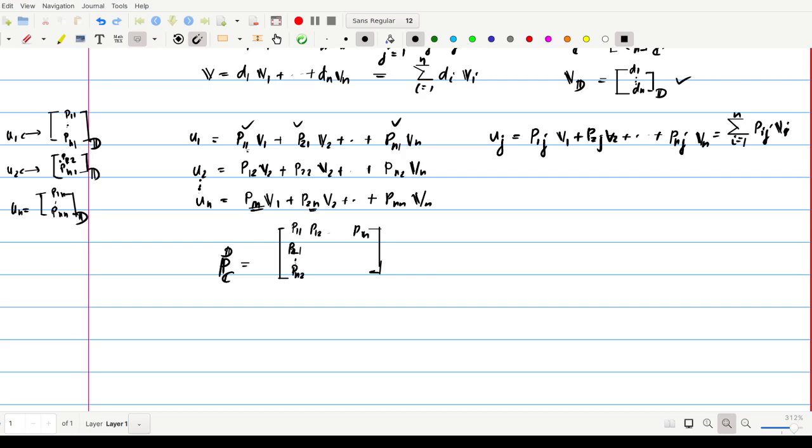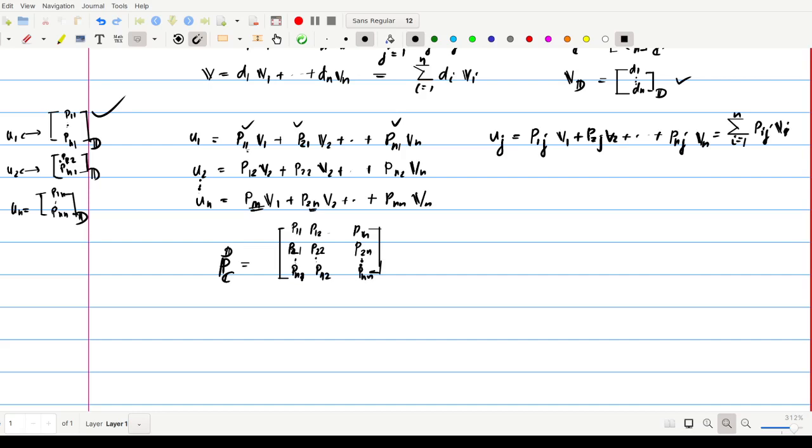So the first column is obtained from this expression. The first column consists of the coordinates of u1 relative to the basis d. Similarly, the second column will be the coordinates of u2 relative to the basis d, and so on. The last one will be p1n, p2n, etc. pnn. So this will be that matrix.